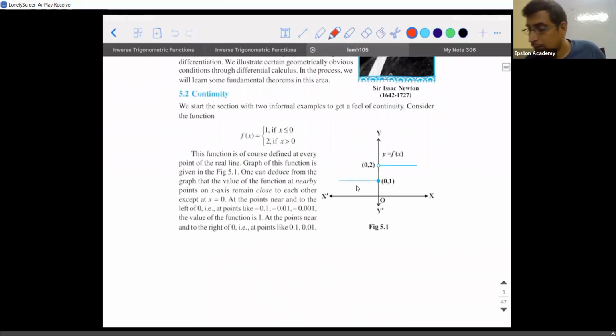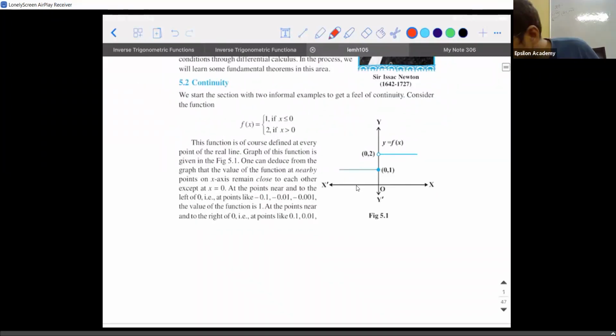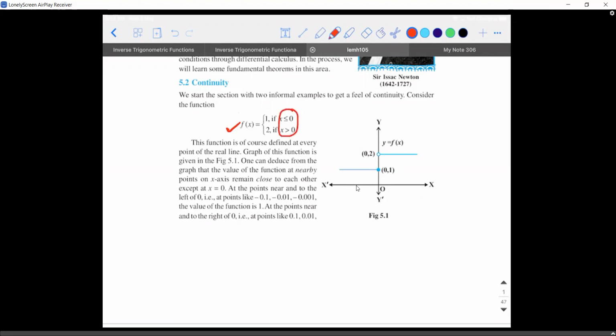So, I will show you some examples. They have given a function f of x equal to 1 for all values of x less than or equal to 0, and equal to 2 for all values of x strictly greater than 0. See, in this case, what is the point at which the function is broken?